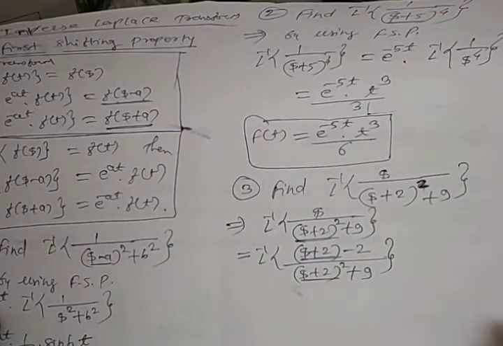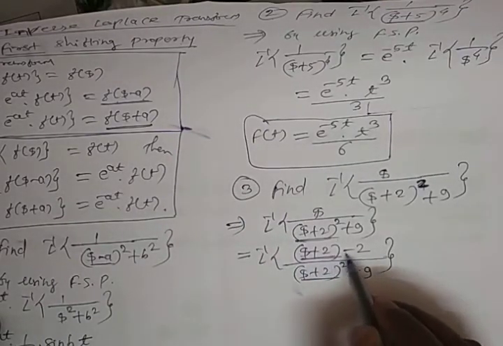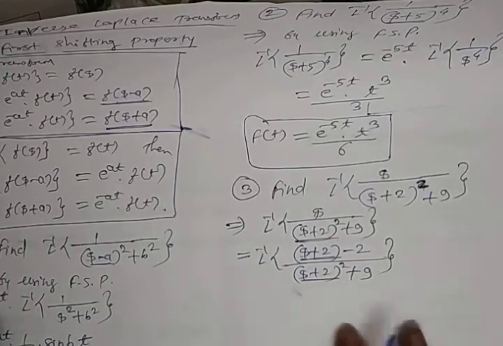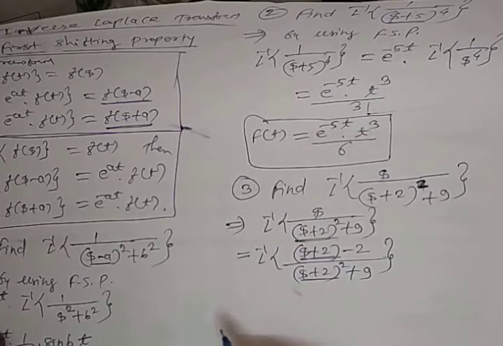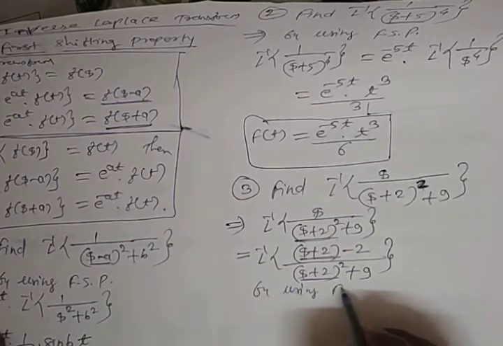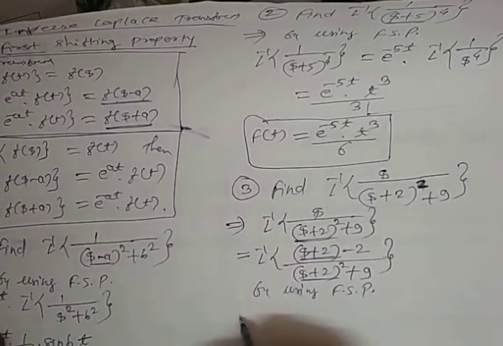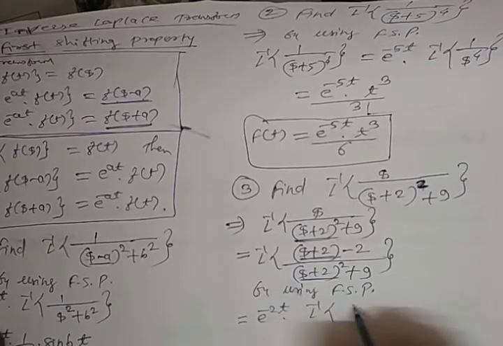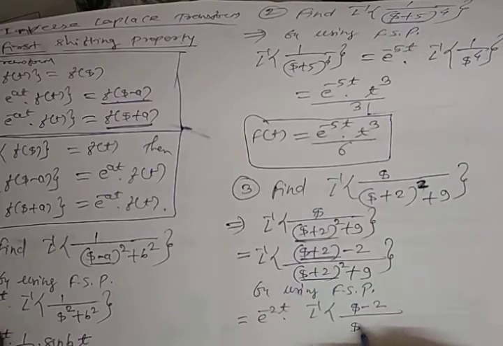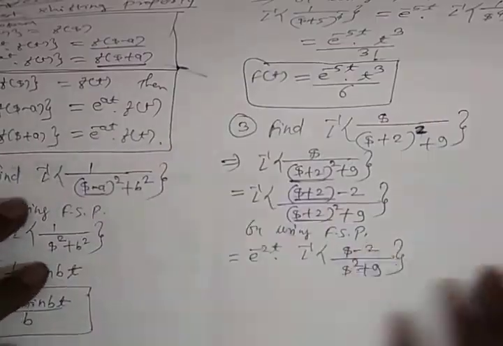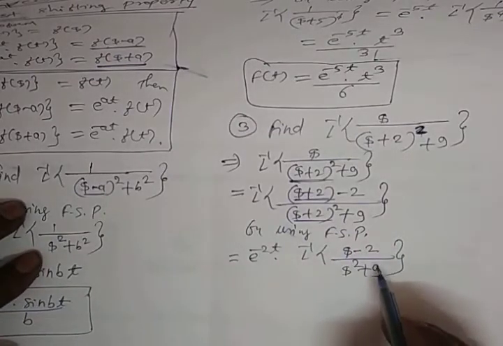So here we can write this as Laplace inverse of (s + 2 − 2) upon ((s + 2)² + 9). Okay, and if you further simplify this, what do we get here? By using the first shifting property, this can be written as e raised to minus 2t into Laplace inverse of (s − 2) divided by (s² + 9). Okay, and we know that this example can be solved by using type number 1.